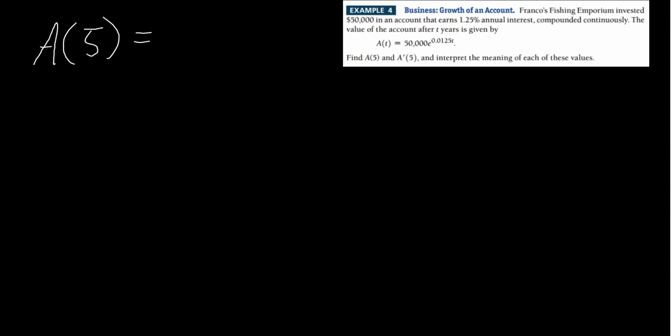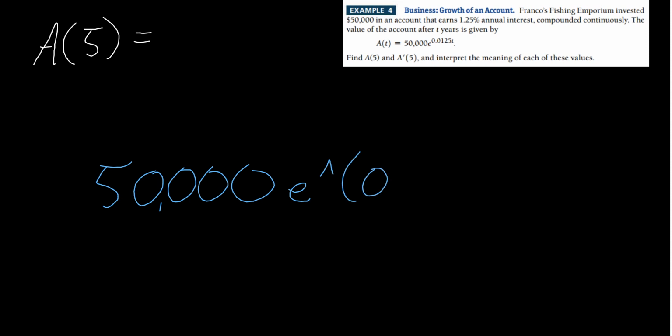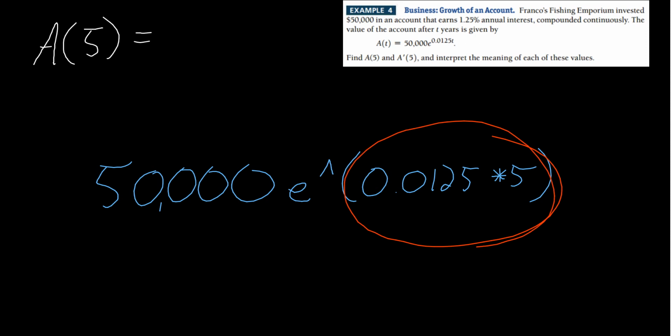50,000 times e raised to the 0.0125. And for the record, I think it would be helpful for you as a student to see what this looks like when I put it into my calculator. You probably know your way around a calculator, but I say this because I was that student. Sometimes you put something into the calculator wrong, so I go absolutely positively overboard with parentheses. It looks like this, times 5, and this tells me that we're raising e to that product.